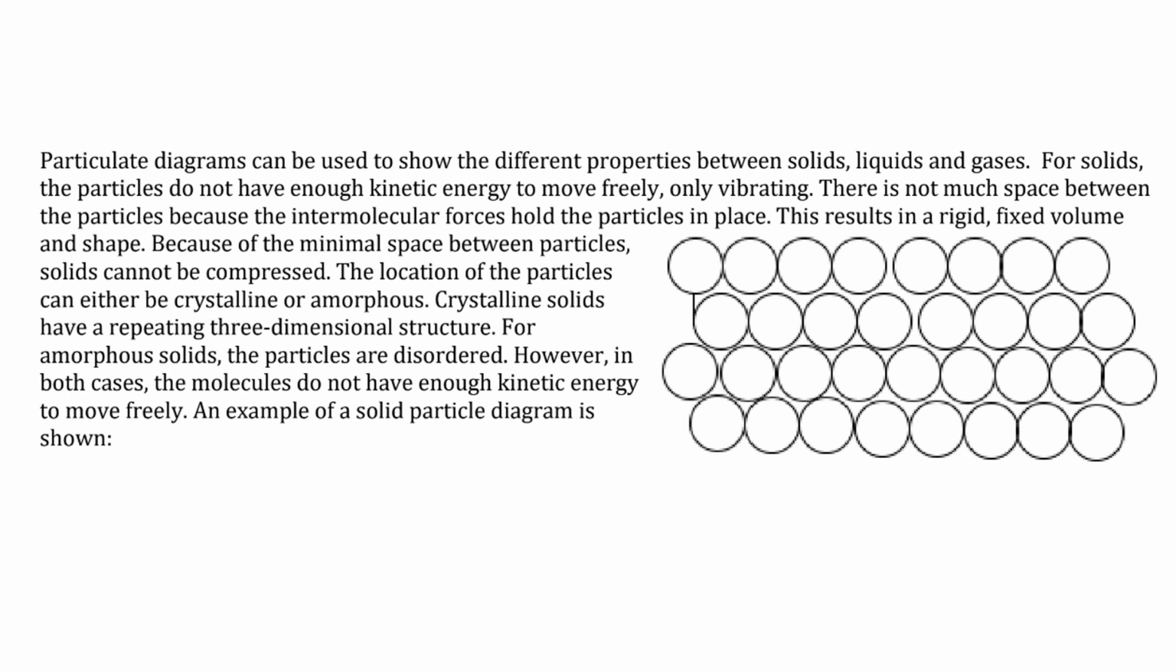The location of the particles can either be crystalline or amorphous. Crystalline solids have a repeating 3D structure. In amorphous solids, the particles are disordered. However, in both cases, the particles do not have enough kinetic energy to move freely. An example is shown here. Notice the highly organized, tight spaces.